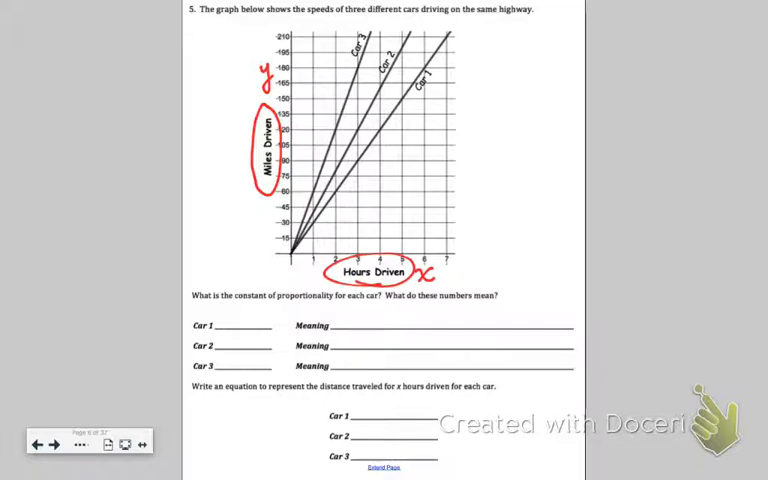That's really important when we think of what the constant of proportionality will mean. I know the constant of proportionality, or k, is always equal to y divided by x. And in this case, that would mean miles over hours, or miles per hour. So when I find the constant, I know that means miles per hour. So let's look for some ordered pairs.